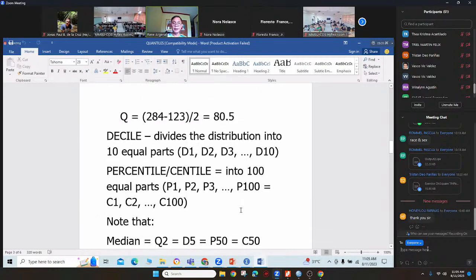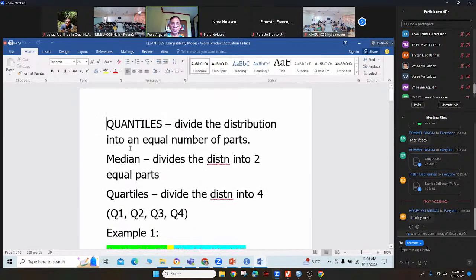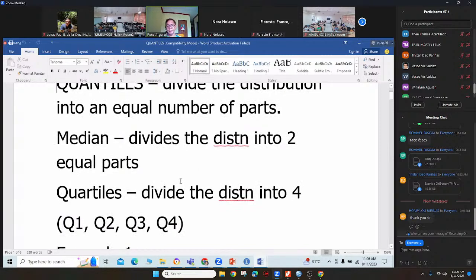Okay, just to give you some insights. Of course, if you talk about the different measures of position, particularly the quantiles, the quantiles actually divide the distribution into an equal number of parts. Therefore, the median is actually one of the quantiles, because the median divides the distribution into two equal parts.